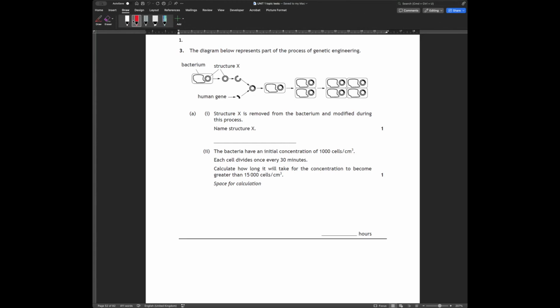Calculate how long it will take for the concentration to become greater than 15,000 cells. Okay, so for this question, it's a case of doubling. It's a case of doubling. So if our first number is 1,000, we'll jot down 1,000 there.